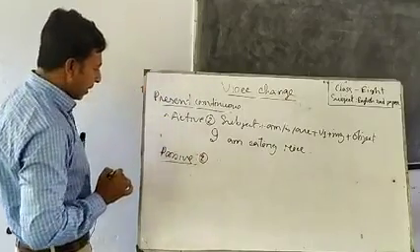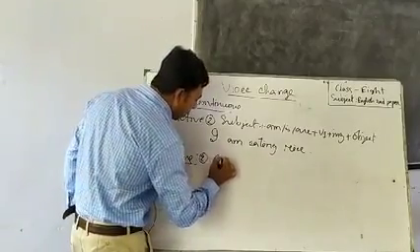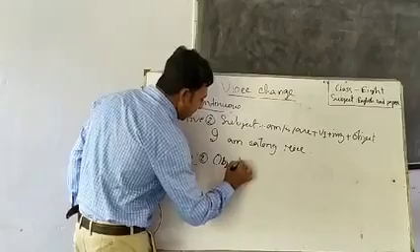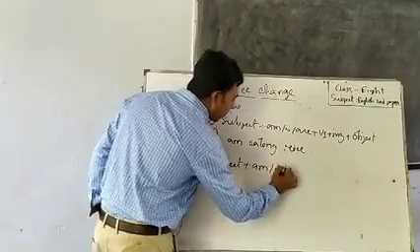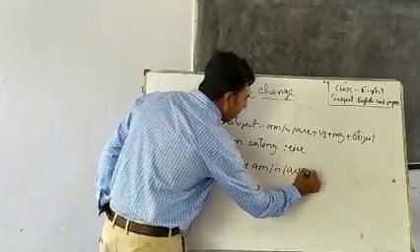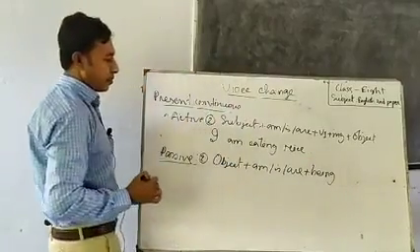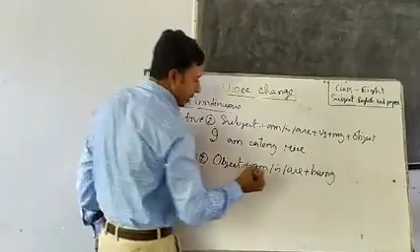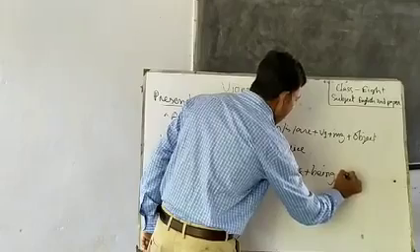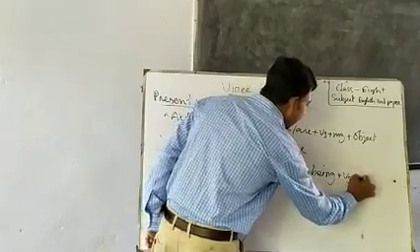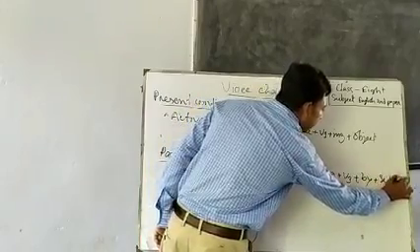I write another structure, which is passive, for changing into passive. Object plus am, is, are plus being. Dear student, you follow. Here we add only being, plus verb 3 plus by plus subject.